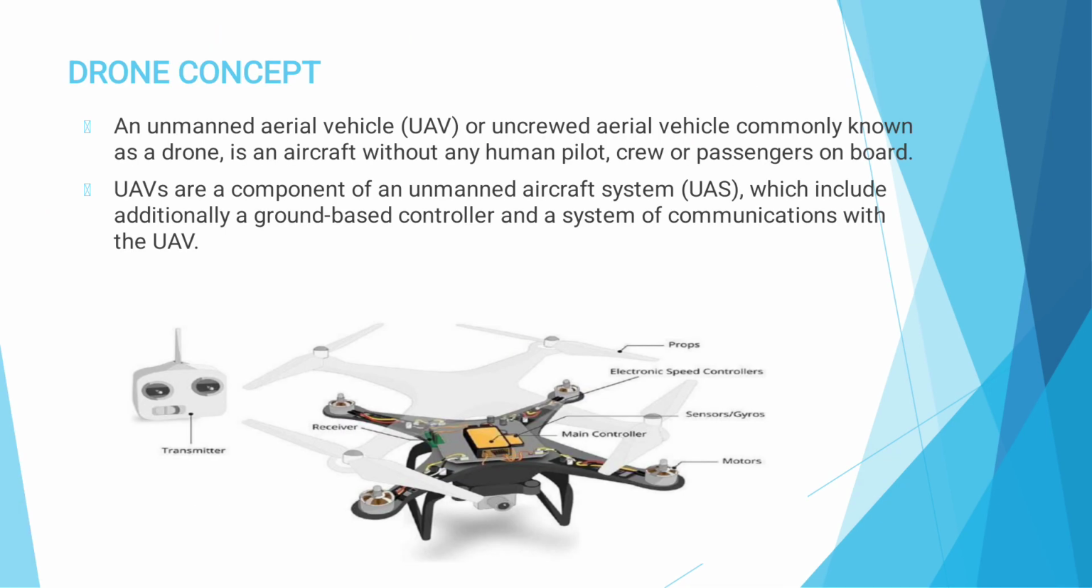What is a drone? An unmanned aerial vehicle, that is UAV or uncrewed aerial vehicle, is commonly known as a drone. A drone is an aircraft without any human pilot, crew or passengers on board. UAVs are a component of an unmanned aircraft system, which additionally includes a ground-based controller and a system of communications with the UAV. This diagram represents the parts of a drone.